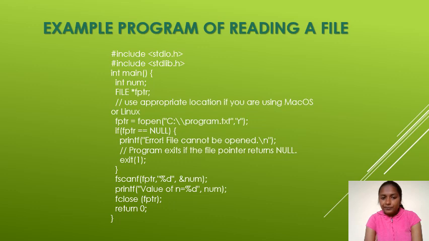Next is fscanf with fptr. This reads the value, and printf prints the value of num using %d. This is also an output function. And fclose is a function to close the file. And last is the return statement. That's it, the program finishes.